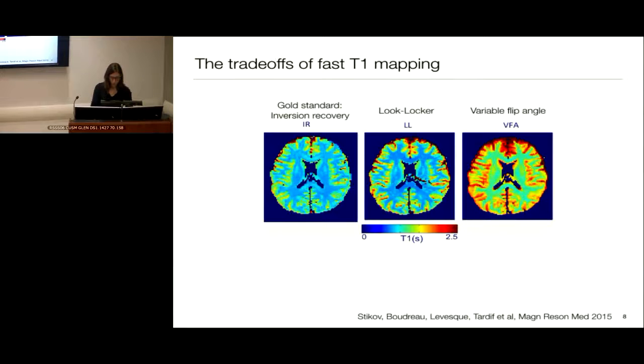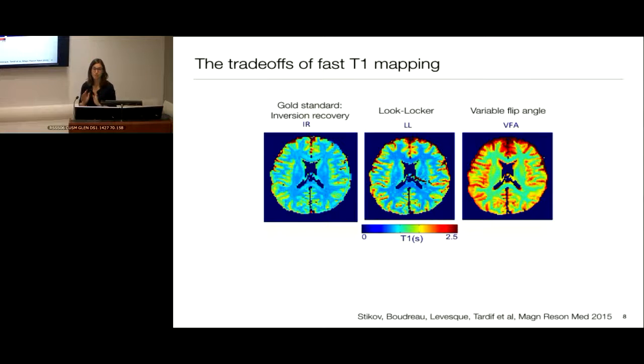So I won't get into detailed pulse sequence design today, but needless to say, there are many different ways of measuring the T1 relaxation time. The gold standard is the inversion recovery sequence, where you basically invert your signal, and then as it recovers, you measure it at a specific time, and you do this repeatedly for different inversion times, and then fit that to your exponential equation. It gives you very nice and accurate maps.